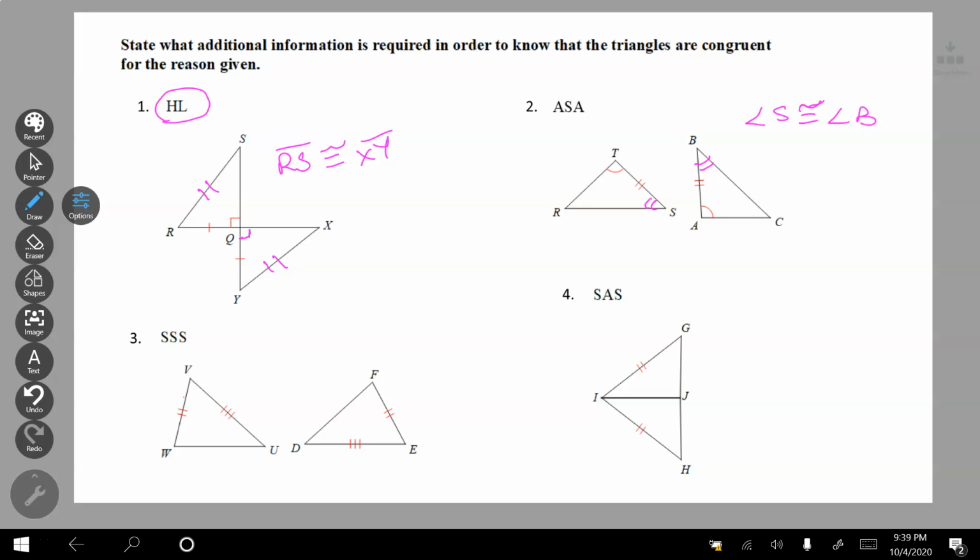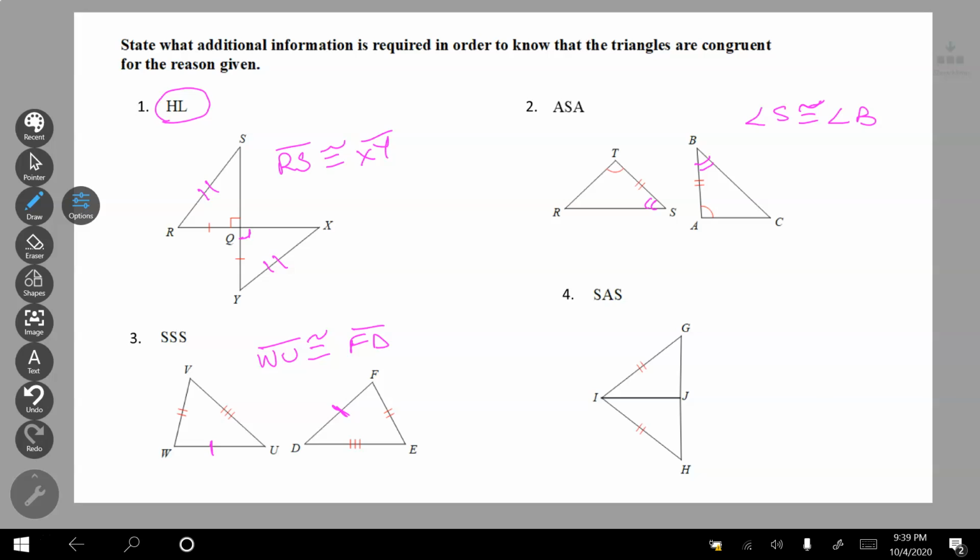Over here I want side, side, side. Well, I have 2 sides. I could just pick the third side, and I needed to know that side WU is congruent to side FD.